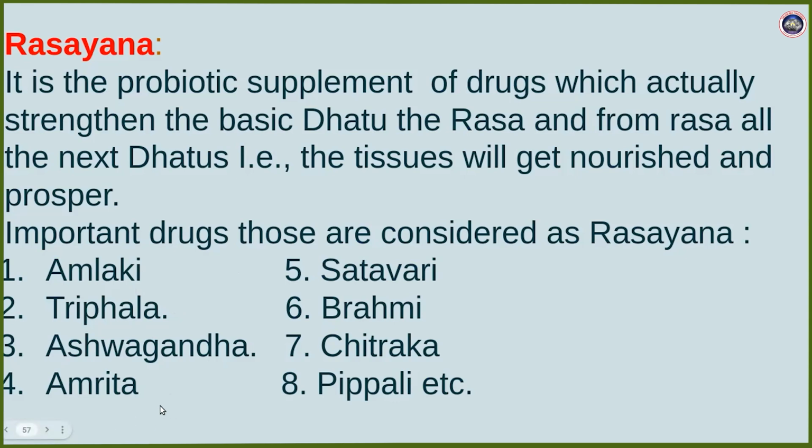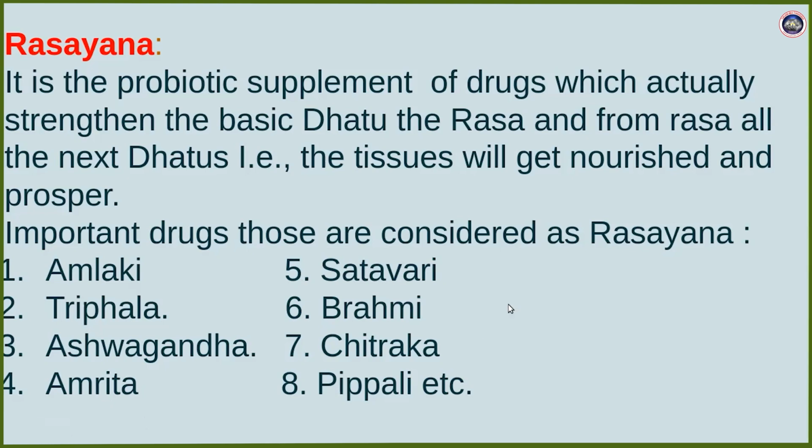It controls fever. It is Jvara Hara, as it is called, but also its name is Amruta. It gives very good results as a Rasayana also. Then Shatavari is there, Brahmi is there. In Rasayana, there are two types.